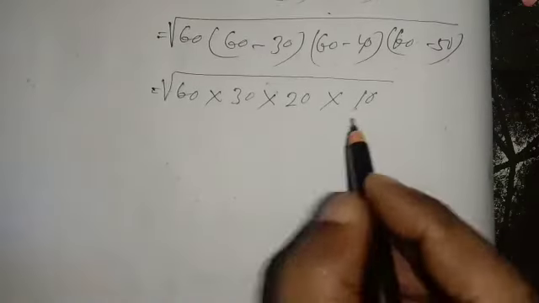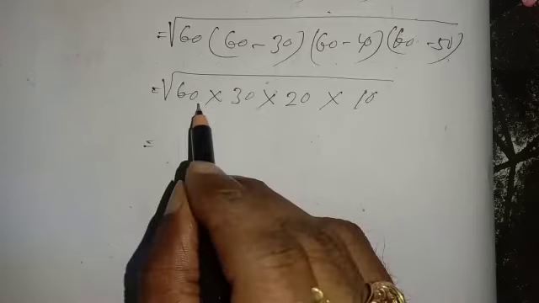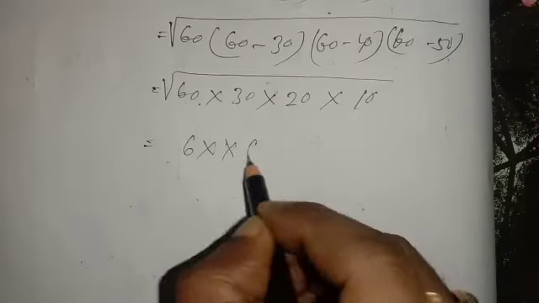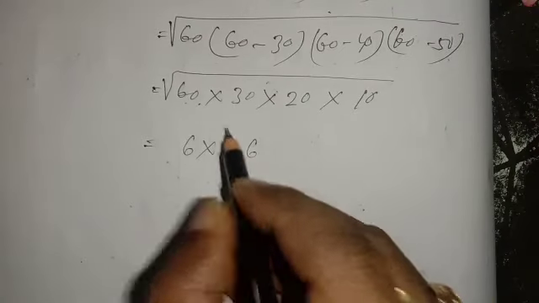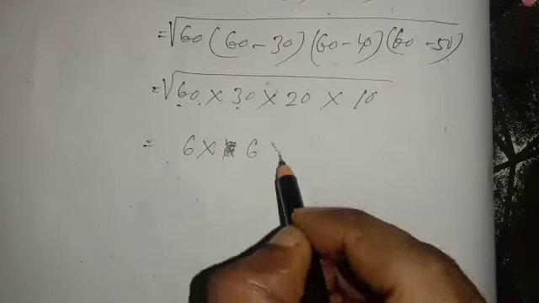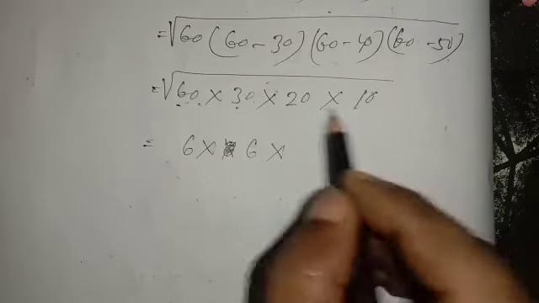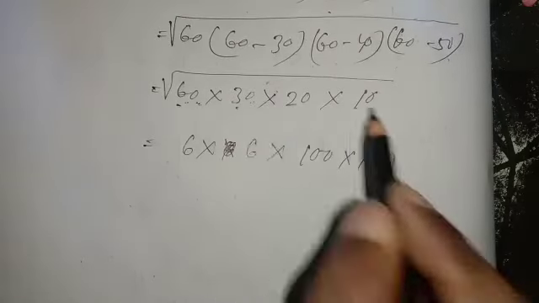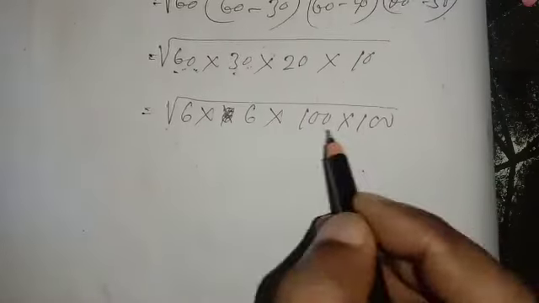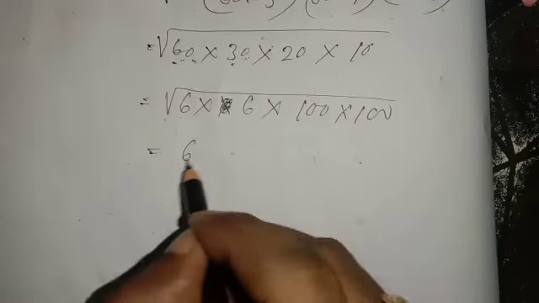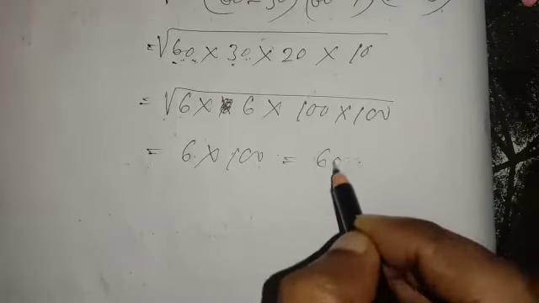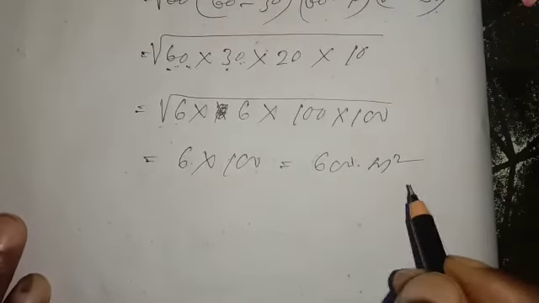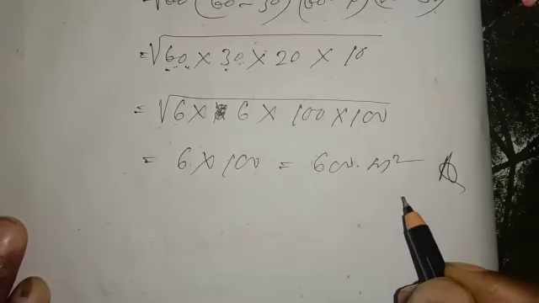Now you see, how many zeros are coming? 60 into 30 into 20 into 10. That means 6 into 3 and 100 into 100. If you find the square root, this will be 6 and 100, that means 600 meter square. Therefore, area of the scalene triangle equals how much? 600 meter square.